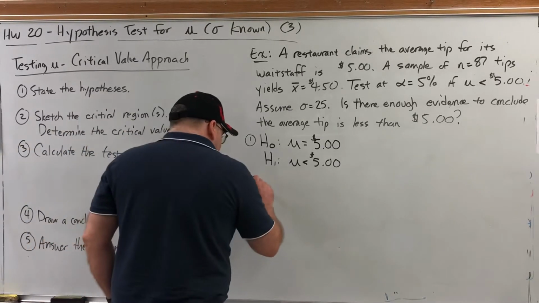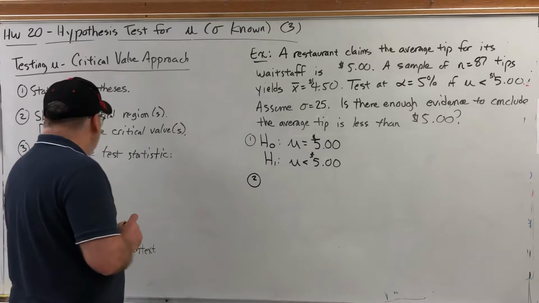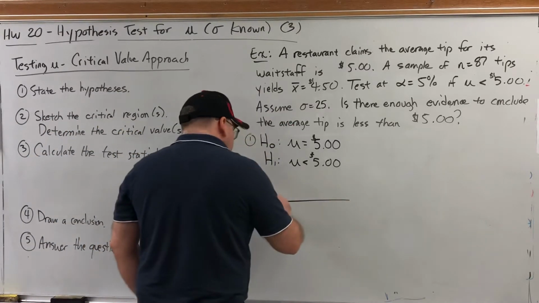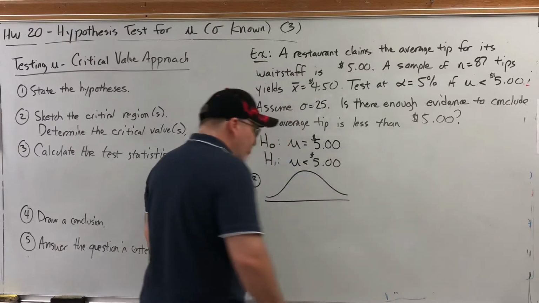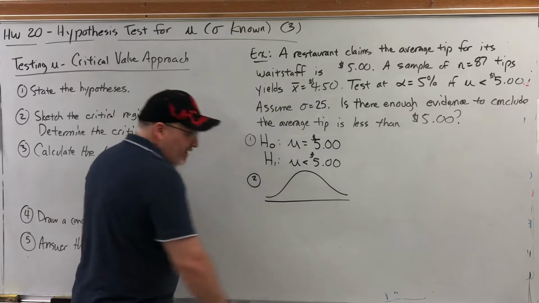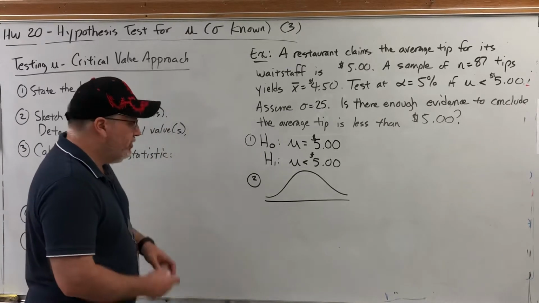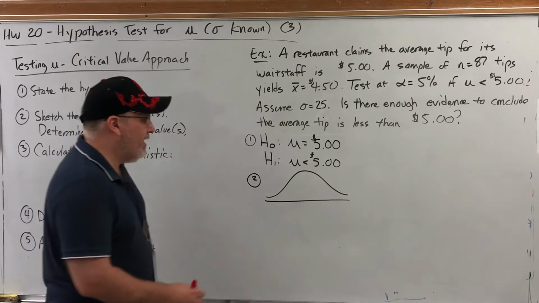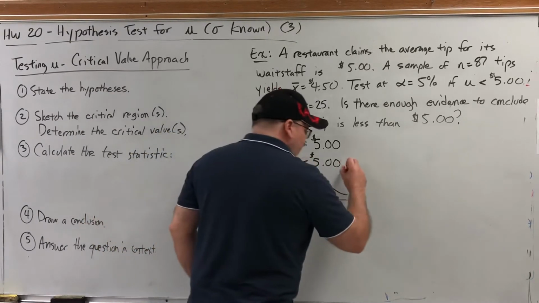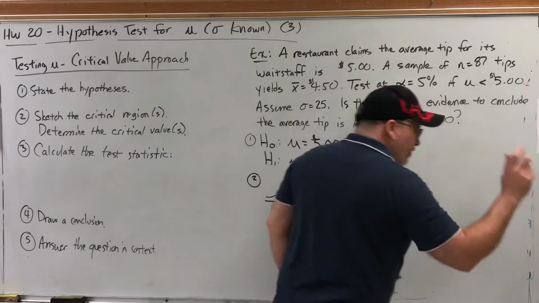For the 2nd step, we're going to sketch the critical region or regions and determine the critical value or values. The reason I keep saying singular and plural is the number of regions and the number of values depends on the type of test. So it's critical that your alternative hypothesis is correct so that you can correctly identify this as a left-tailed test.